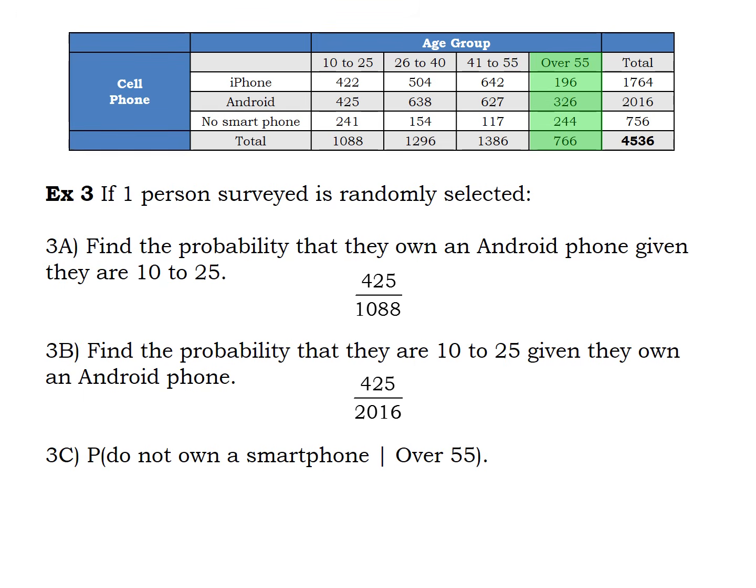So we know they're over 55. We're given they're over 55, so we're here in the column of over 55. There are 766 to choose from, and out of those, 244 do not own a smartphone. So the probability they do not own a smartphone, given they're over 55, is 244 over 766. So hopefully that's what you got.